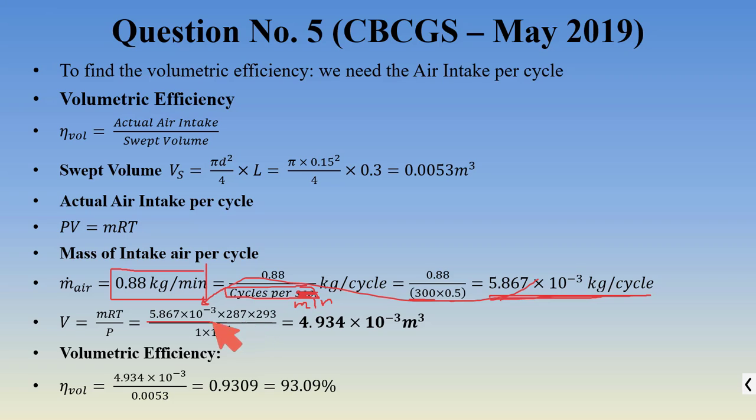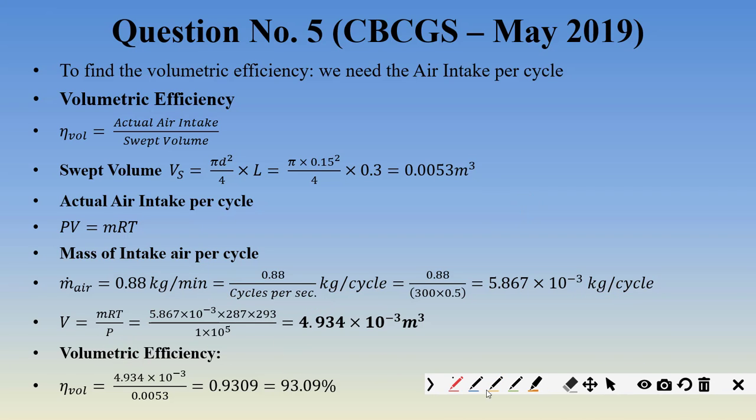Okay. What is R? R is 287. That is constant. What is T? T is 20 degrees Celsius. So 20 degrees Celsius is 293 Kelvin. And what is pressure? Pressure is 1 atmosphere. And 1 atmosphere means 1 bar. And what is 1 bar? 1 bar is approximately 10 raised to 5 Pascal.